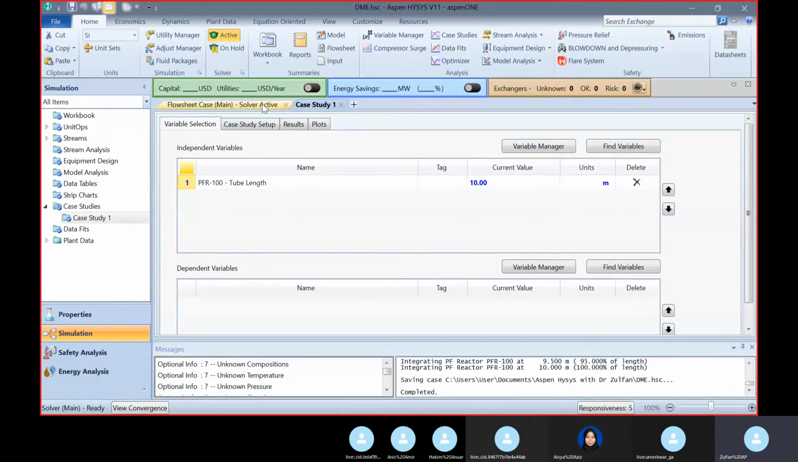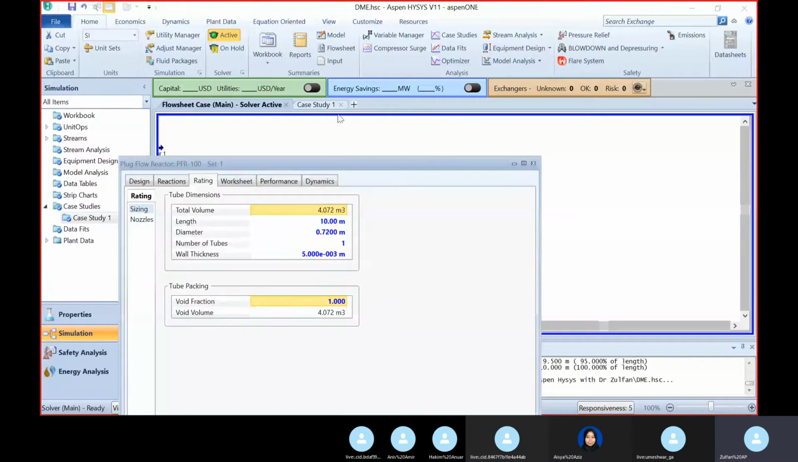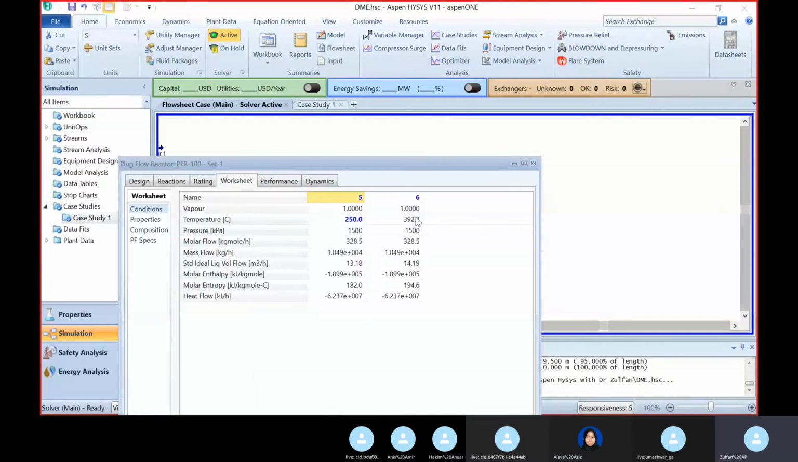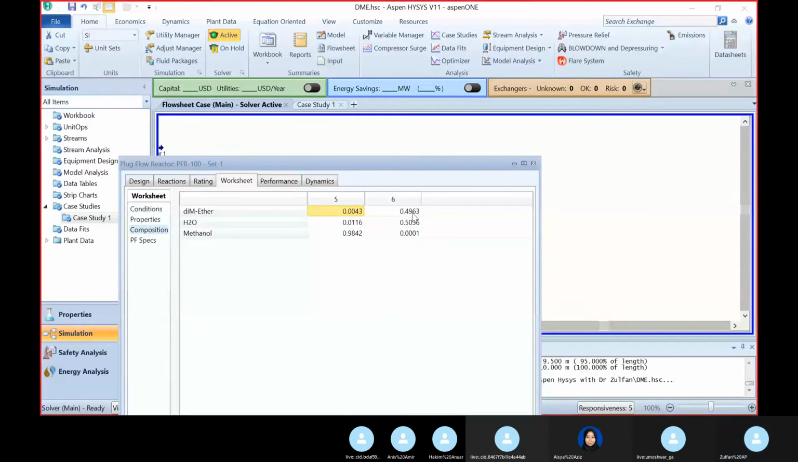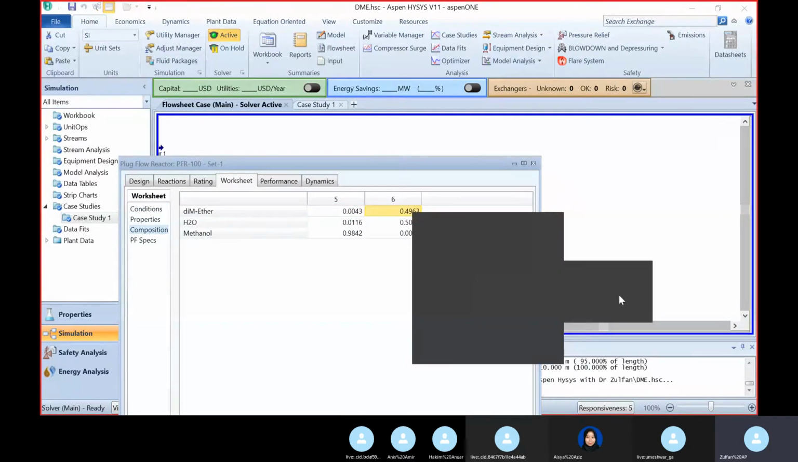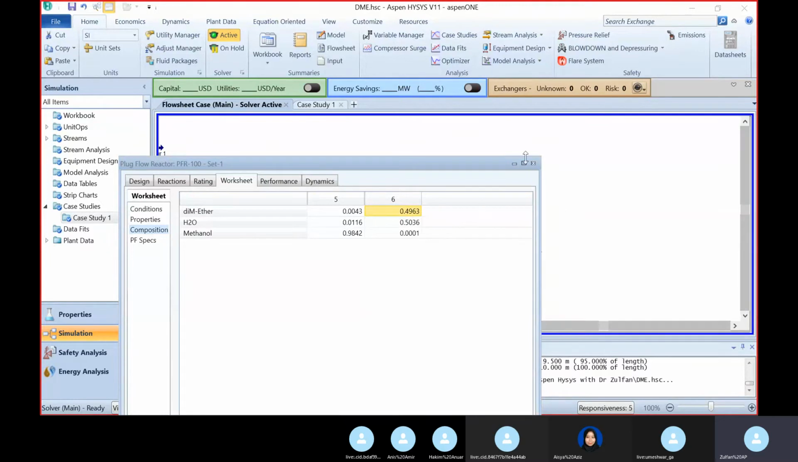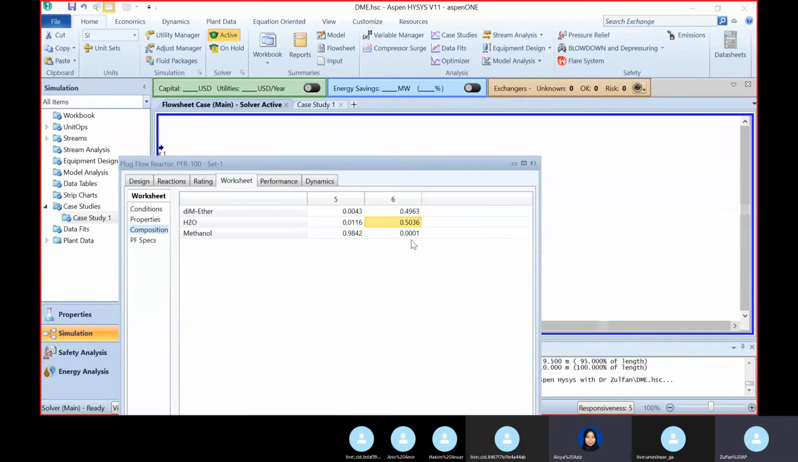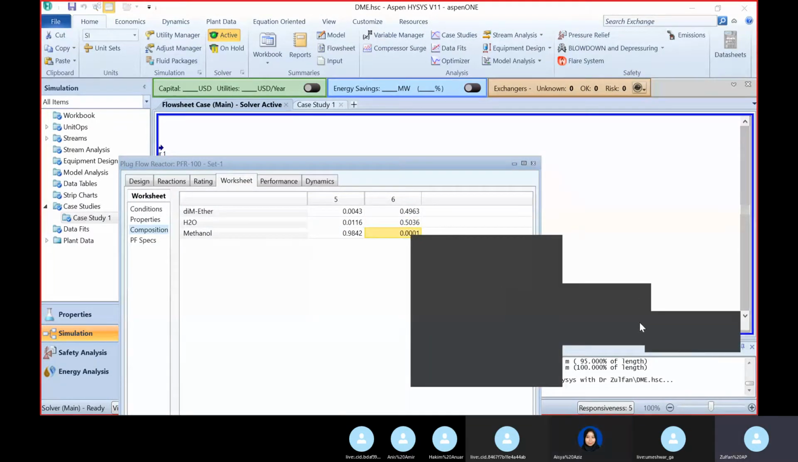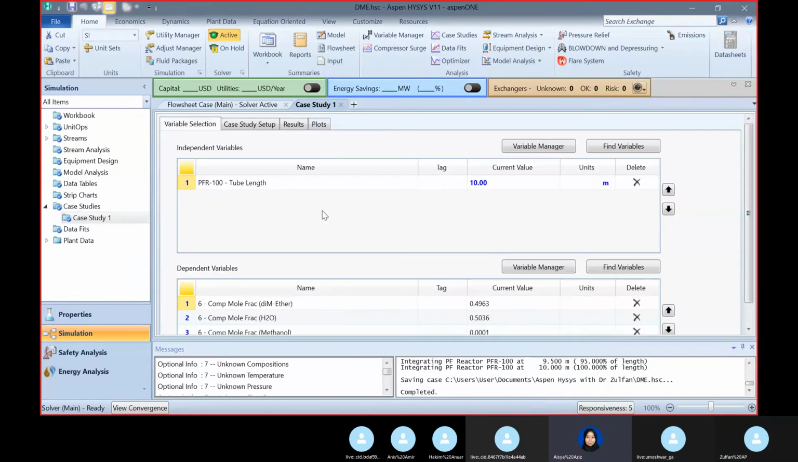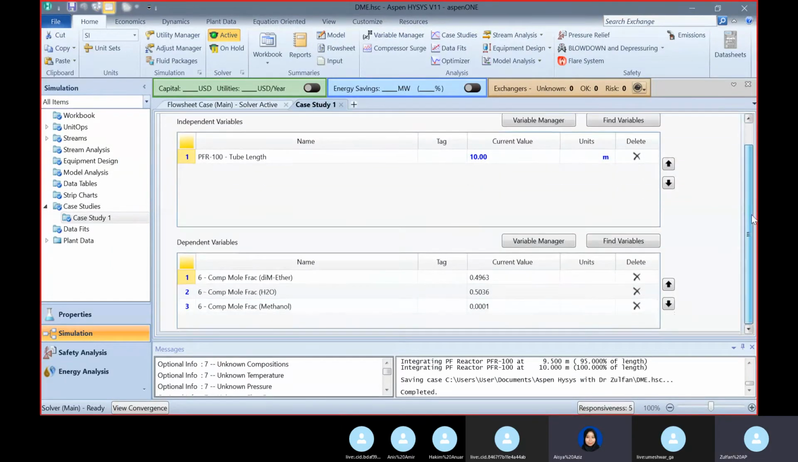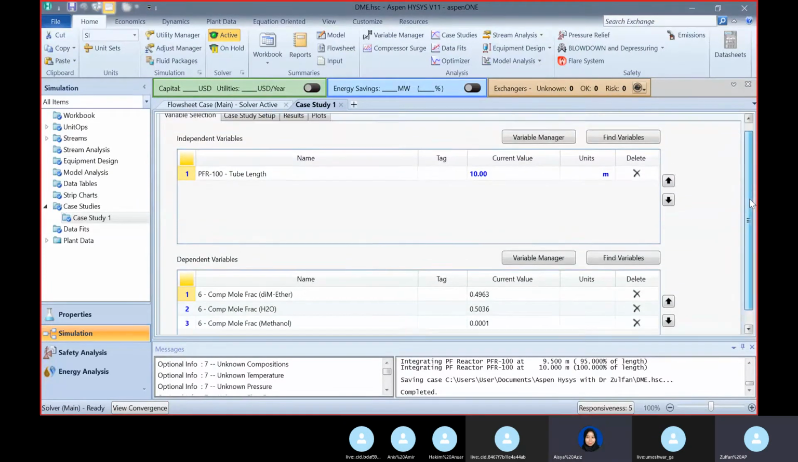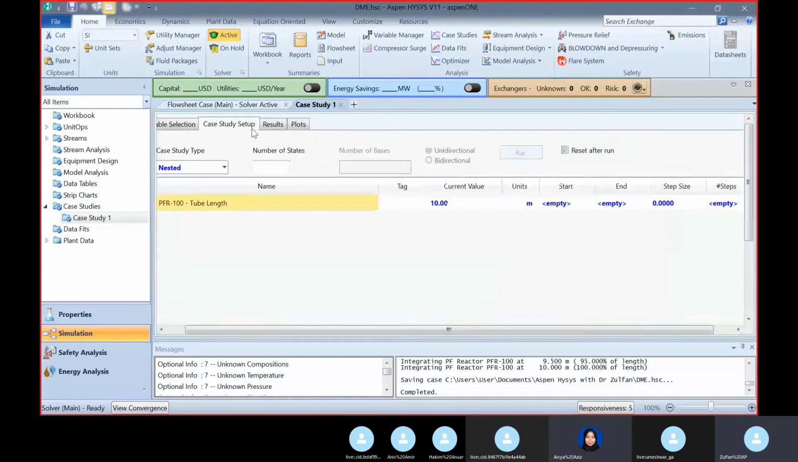So we do it. Okay, go back there. So we make it more intelligent. So worksheets and then composition. Yeah, that methanol. You can just put everything. Put those 3 if you want. Okay. Yeah, and then variables is there. Go up a little bit, and then case study setup. So we have selected the variables, and then case study setup is okay.